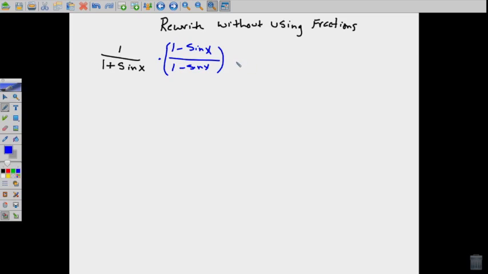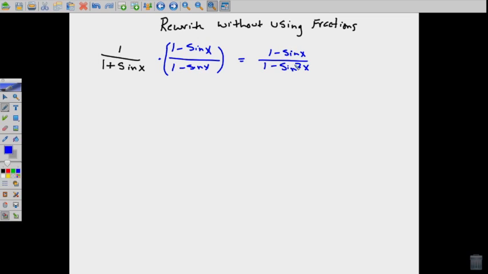All right, so on the bottom, something nice comes out. If I multiply first, outer, inner, last, the middle terms cancel. It's a positive sine x and a negative sine x, which cancel out. What I'm left with on the bottom is 1 minus sine squared of x. On the top, it's just 1 times this whole thing, so it's just 1 minus sine of x.